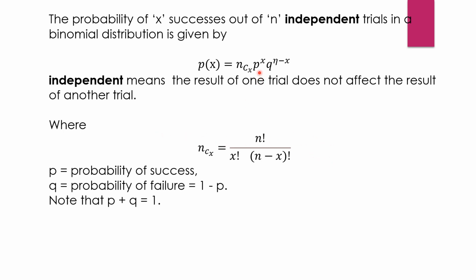The term p is the probability of success in a trial, while q is the probability of failure in a trial, which will be equal to 1 minus p, as the sum of p and q, that is probability of success and probability of failure, is always equal to 1 in a binomial distribution.